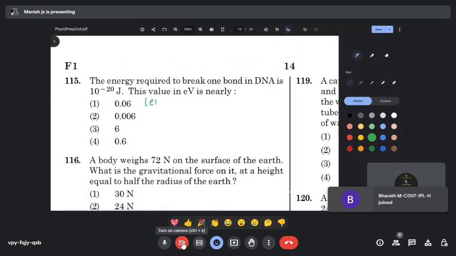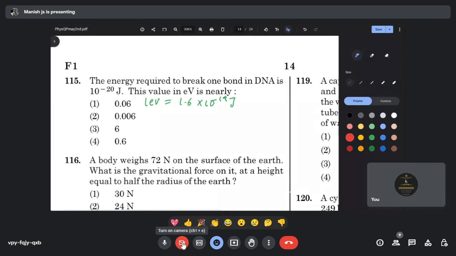As you rightly said, 1 electron volt is technically 1.6 × 10⁻¹⁹ joules. So you express 10⁻²⁰ joules in terms of electron volt. So what would you do? You go for a division, right? 10⁻²⁰ divided by 1.6 × 10⁻¹⁹. So this needs to be simplified.